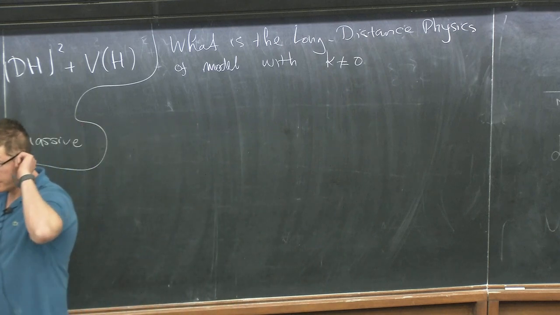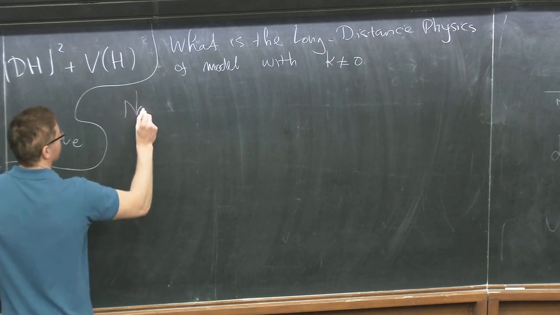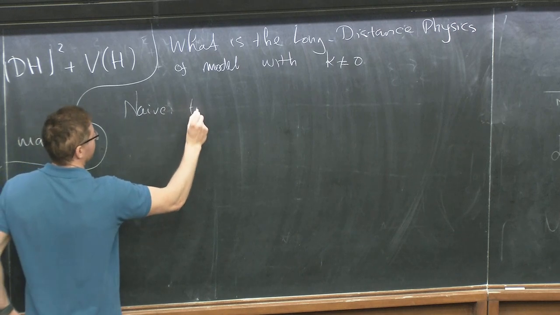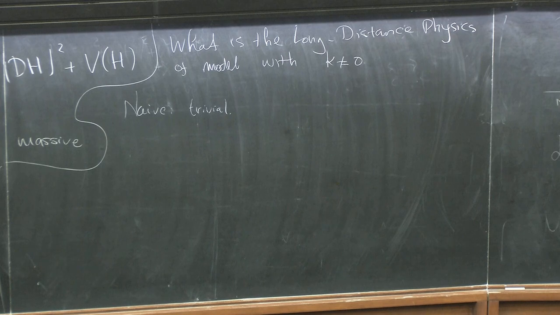So the first naive answer to this question is that the long distance physics is trivial because there is only a massive particle. There is nothing massless. So the naive answer is that it's trivial because there are no massless particles. This is the naive answer. In fact, this answer is incorrect. This model has a non-trivial long distance limit even though there are no massless particles.